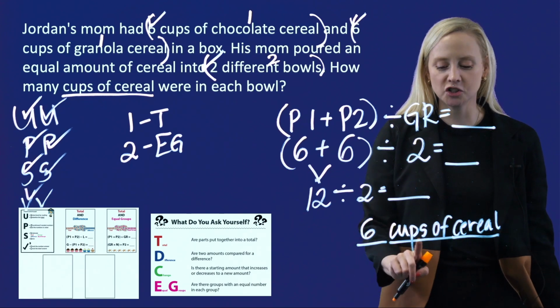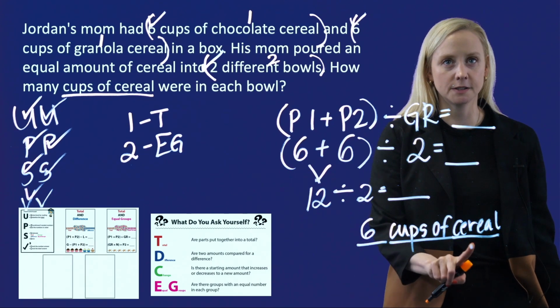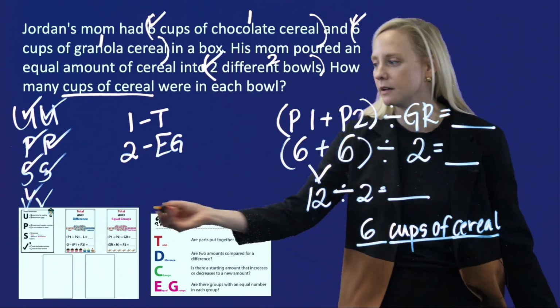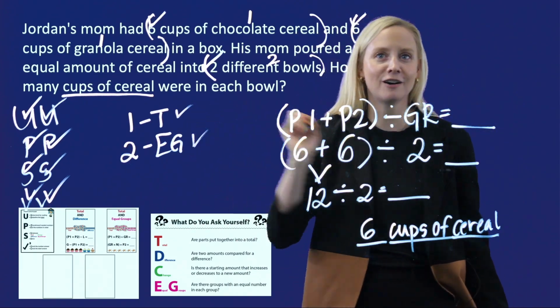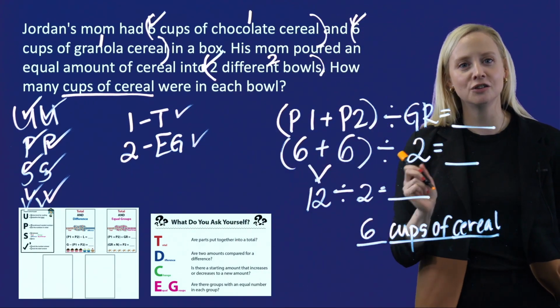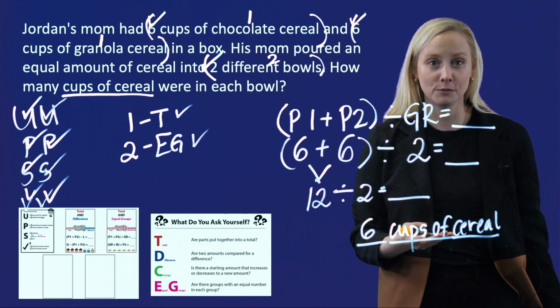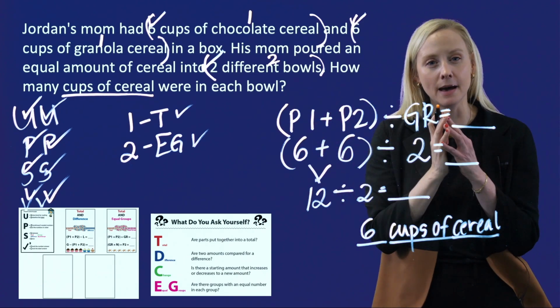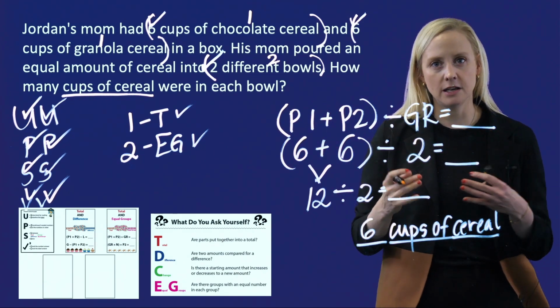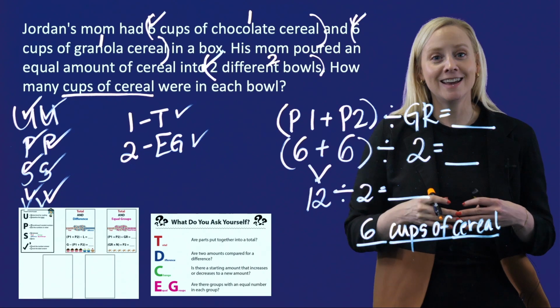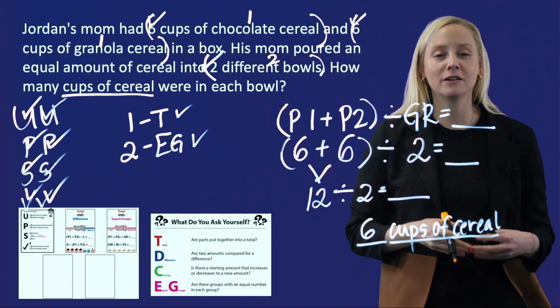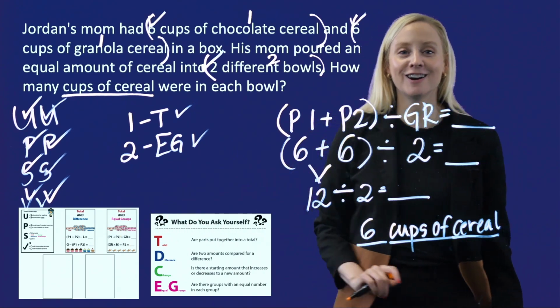The last thing to do is check our label. Our label is cups of cereal, and this matches what we underline. You also can check off your 1-T and 2-EG if you want. So here's an example of a total and equal groups problem because we're combining an amount and then we're sharing an amount equally among the groups. In the next word problem, I will model an example where we're using our second equation.